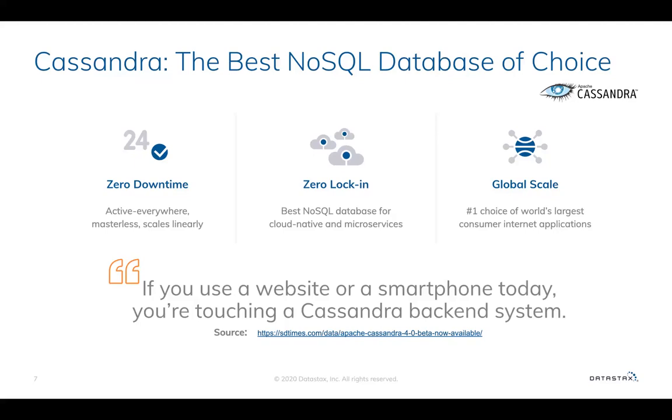And then there's global scalability with the database. It's the number one choice of the world's largest consumer internet applications. And I just want to reiterate a quote that was published as part of the Apache Cassandra 4.0 beta release, which is: if you use a website or a smartphone today, you're touching a Cassandra backend system.